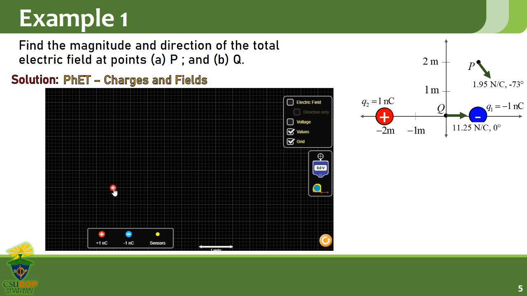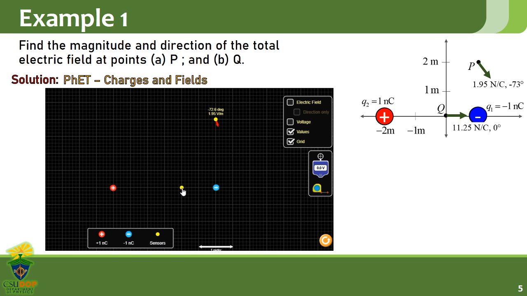You then place the charges at the precise locations as in the problem. In this case, we only need the 2 charges to have a distance of 3 meters. Point P is located 2 meters directly above the negative charge. In contrast, point Q is 1 meter to the left of the negative charge. In this PhET simulation, we place the sensors at the location of the points where we want to measure the field. At these points, we obtain values close to what we have obtained in our calculations.